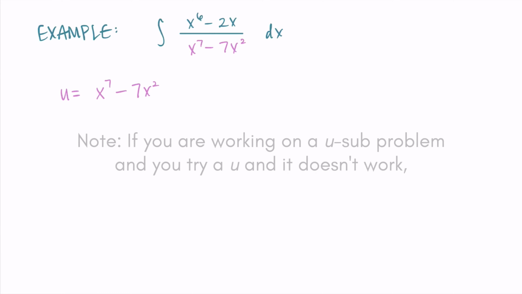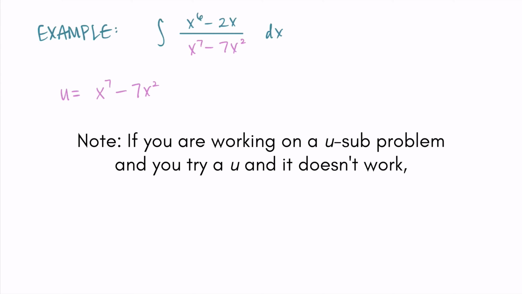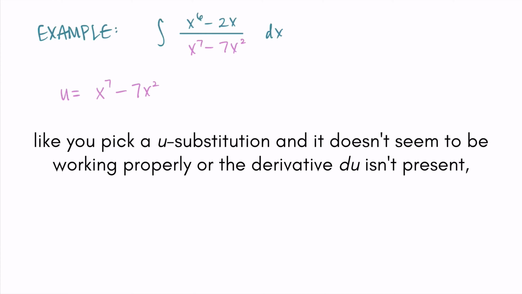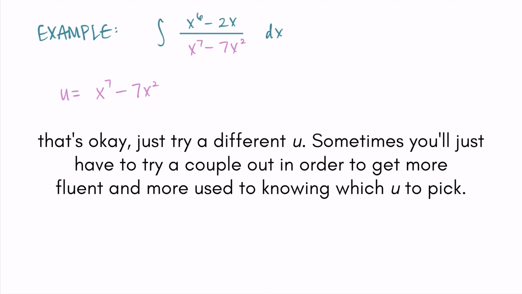So just as a note, if you're working on a u-sub problem and you try a u and it doesn't work, like you pick a u substitution and it doesn't seem to be working properly, or the derivative when you find it isn't present, that's okay, just try a different thing. Sometimes you'll have to try a couple out in order to get more fluent and more used to knowing which u to pick.